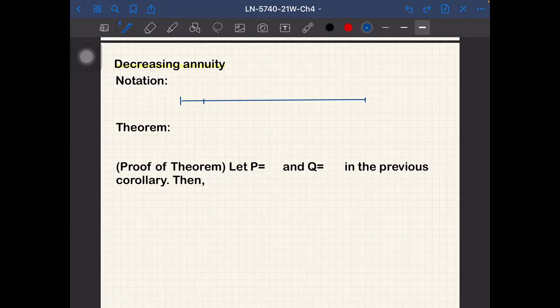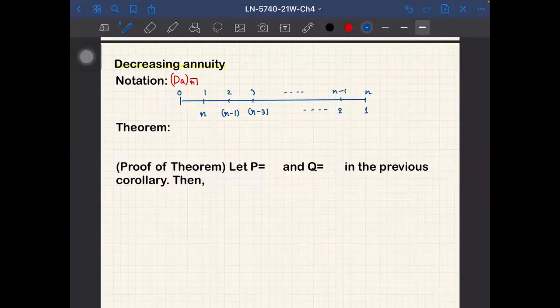So we have time points 0, 1, 2, 3, up to n, and the payment amount is $n at time 1, $n minus 1 at time 2, $n minus 2 at time 3, and $2 at n minus 1, $1 at n. So the present value of this is named (Da)_angle n. Decreasing, so we have D instead of I.